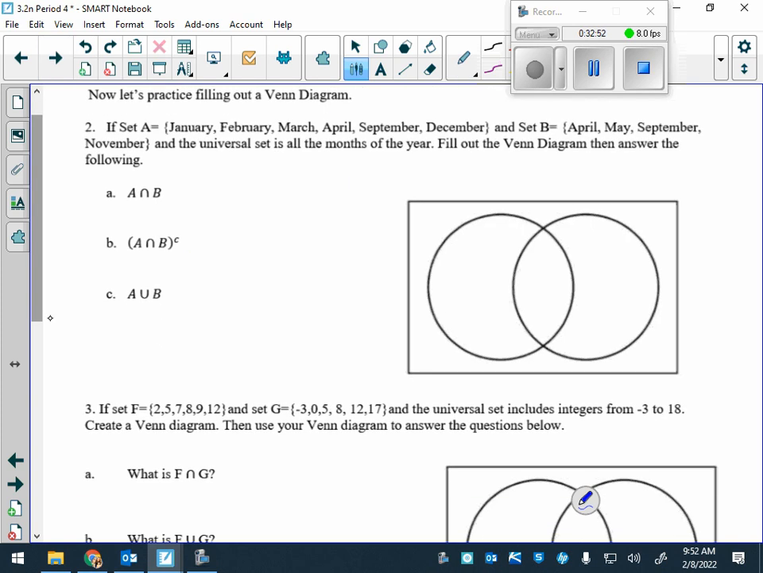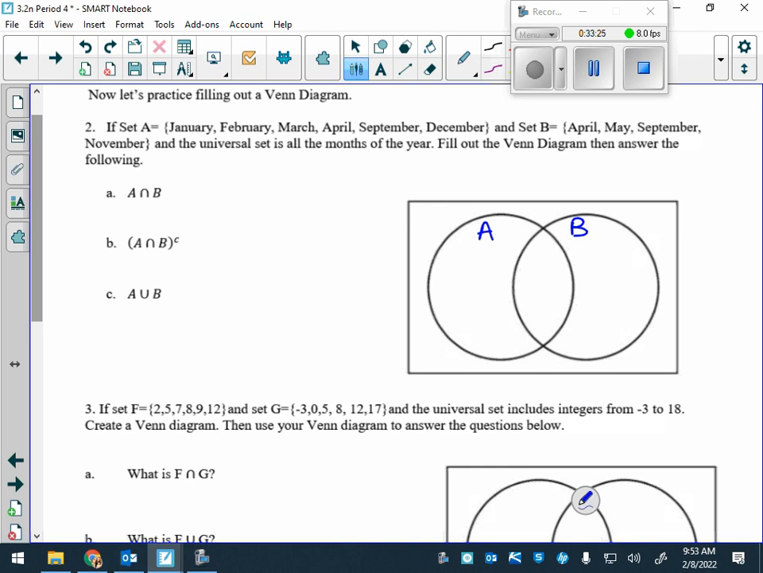Now we're going to fill out the Venn diagram and then answer the questions. Okay? So we have set A and set B. In set A is January, February, March, April, September, and December. Set B, April, May, September, November. The universal set contains all 12 months. So, what months are in both A and B?